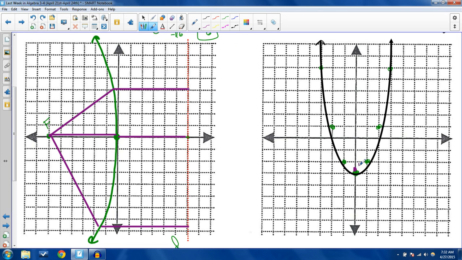1/4 up from there, that's F. My directrix will be 1/4 down from the vertex, so my directrix goes right about there. I should have made it dotted, but there's my directrix line. Same thing about congruency: I go up here, down there, congruent. Over here, down here, congruent. Focus, directrix.